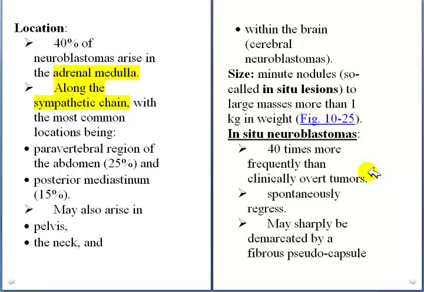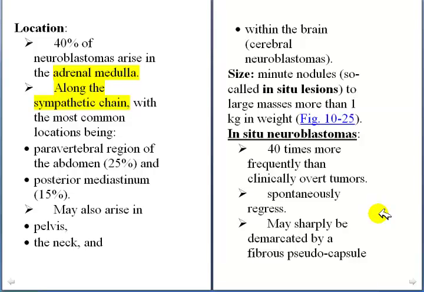About the size, the size actually ranges from minute nodules, which are called in situ lesions. And if you don't know what exactly in situ lesions or carcinoma are, well, pause again and go and Google it. Thank you. Well, yeah, so their size can actually range from minute nodules to large masses which are more than 1 kg in weight. Okay. Now, let us discuss some of the specific points of the in situ neuroblastoma.